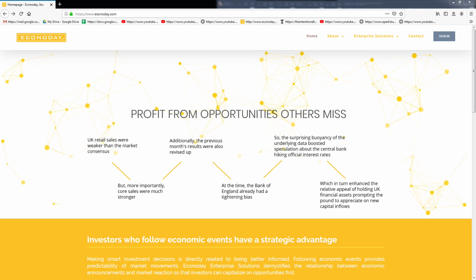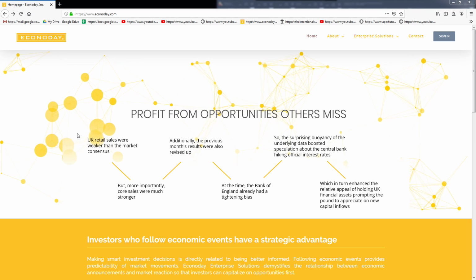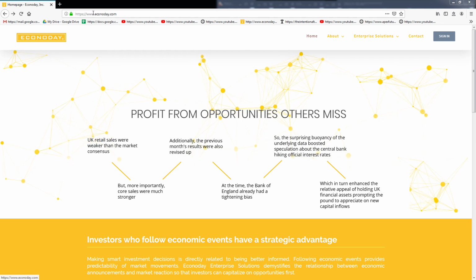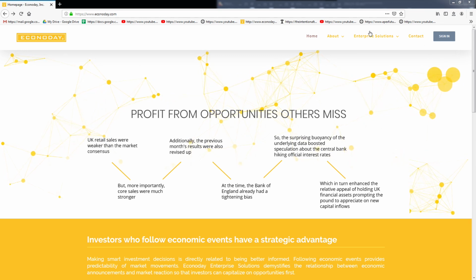So we're going to avoid that type of news, and what we're going to be talking about is pre-planned news on a calendar. So if you would like to trade news releases, you're going to want this website saved or bookmarked. You want econoday.com, and this is the home page. You don't really need to sign in or have an account or anything.